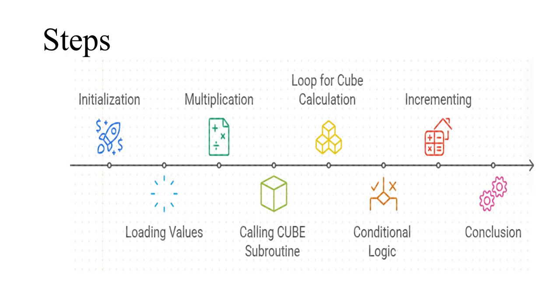Okay, so first is the initialization step. Here we have ORG 000H, which will set the origin of the program to address 0000H. Then we have MOV R0, #30H. Here it will load the immediate value 30H into the register R0, and the register will point to the memory location where the first operand is stored.